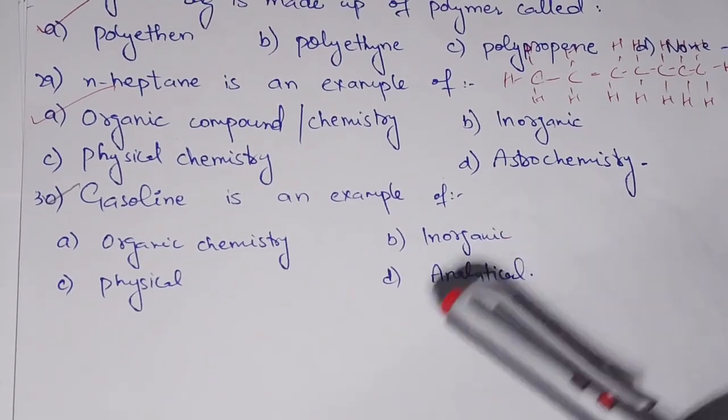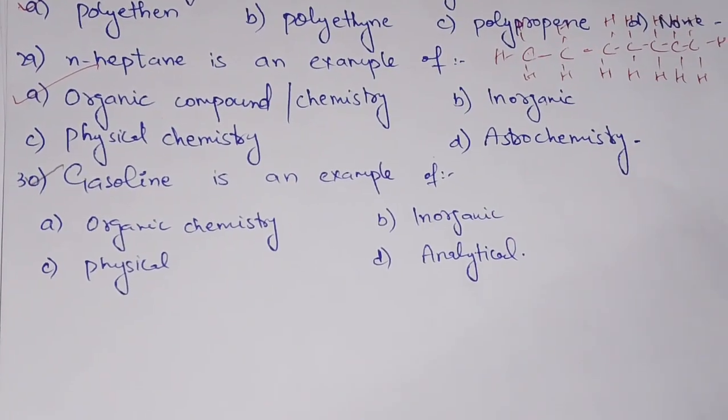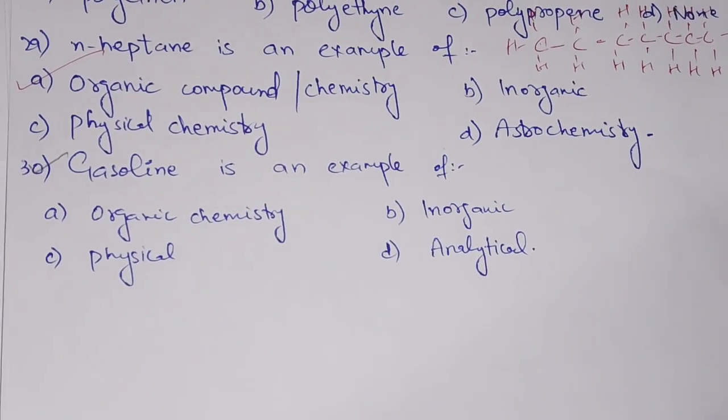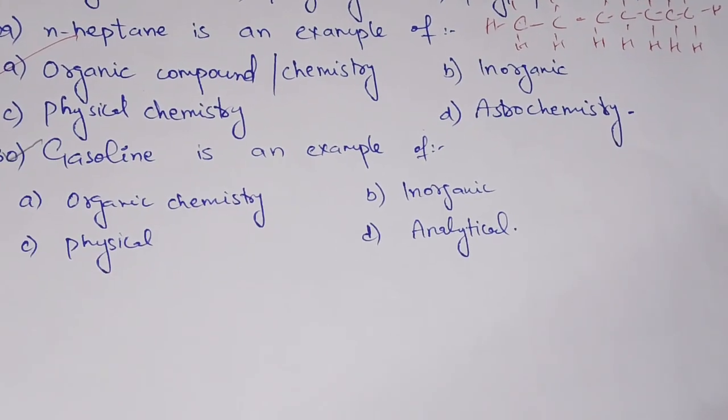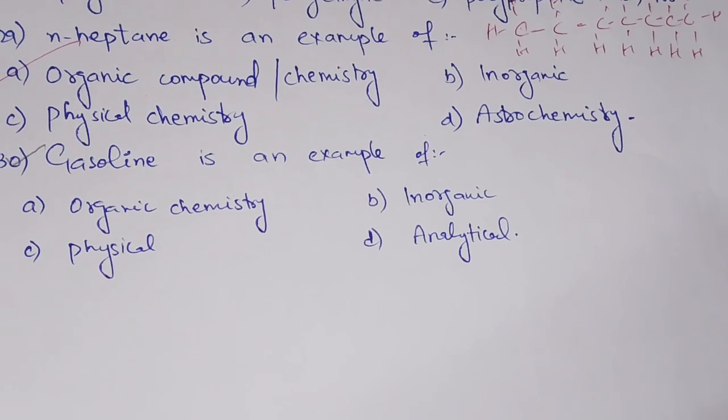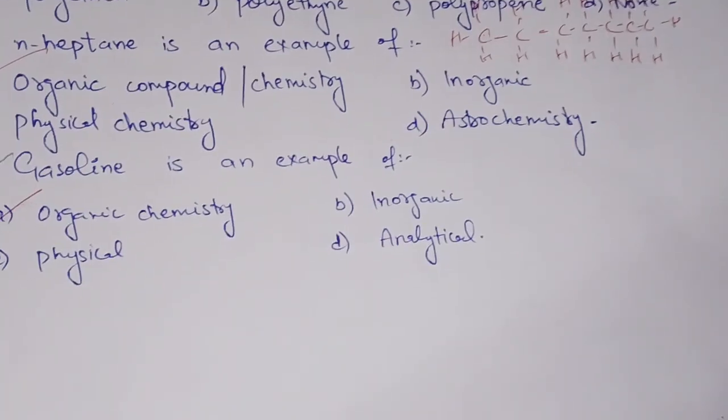Gasoline is an example of organic chemistry, inorganic chemistry, physical chemistry, or analytical chemistry. Gasoline is a kind of structure that is also composed of hydrogen and carbon. So in that case, option A is the correct option, which is organic chemistry.